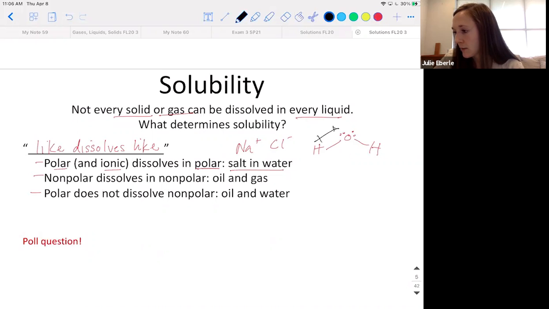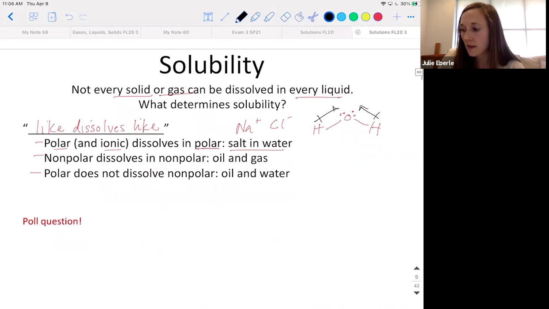So we could draw those dipoles in. They're pointing the same direction so they don't cancel. So that's why you would get a solution here. All right, what about the next example?